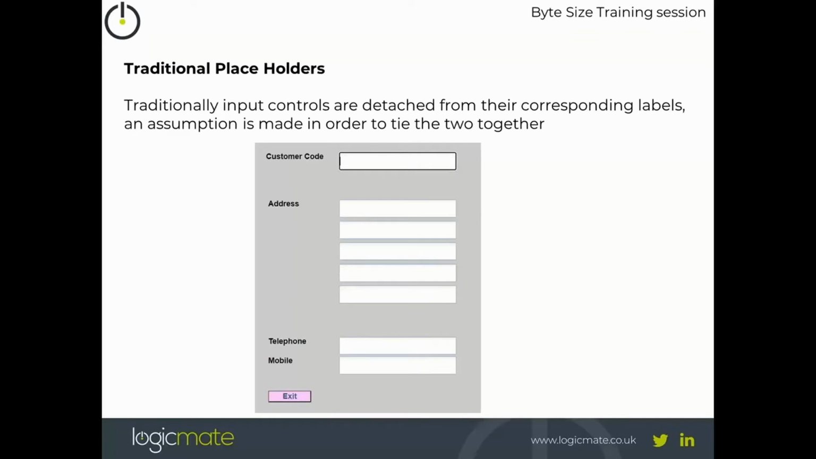Now, it's very simple to see this and tie up that relationship when everything's looking fairly straightforward and it's not a cluttered screen. But when you look at some more complex screens and we're trying to push more information onto each of those screens, this assumption sometimes becomes a little bit cloudy, and we look at the fields and think, well, which one is that referring to? Is it the one above or is it the one below? That's our traditional way of designing screens.